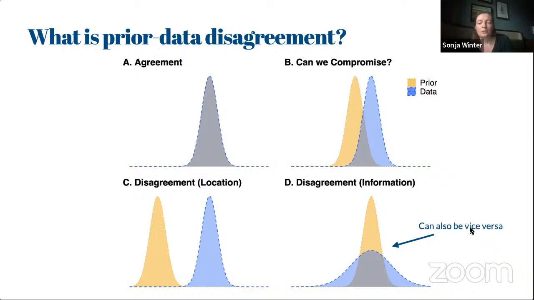So this can also occur the other way around, where our data is more informative than our prior. I think one situation where that happens a lot is when we use uninformative or diffuse priors in our analyses, which are usually very flat and provide very little information.